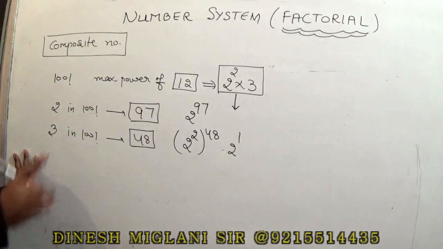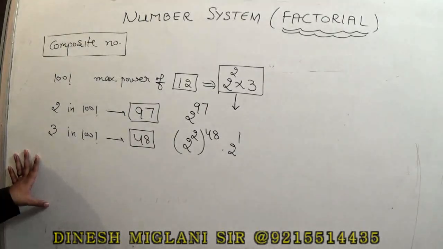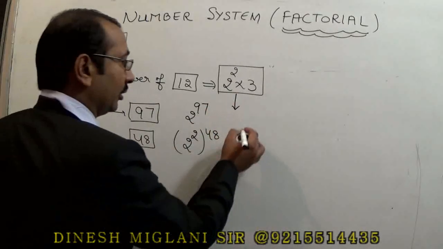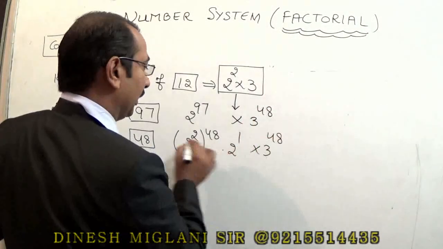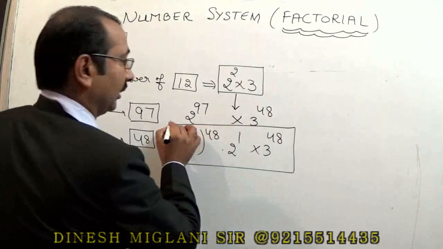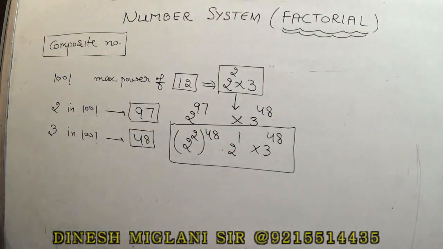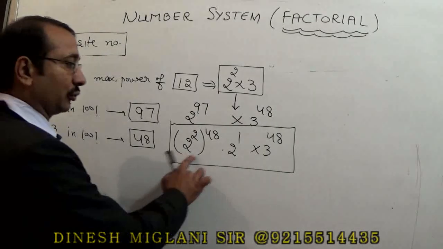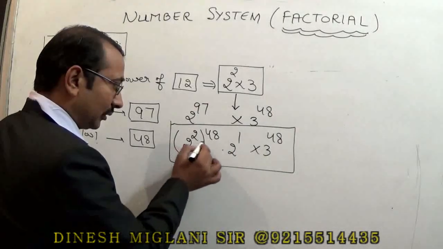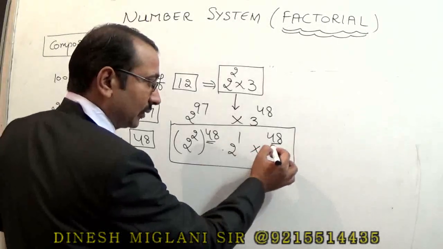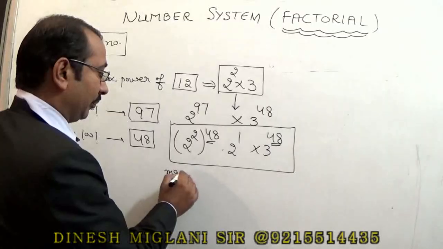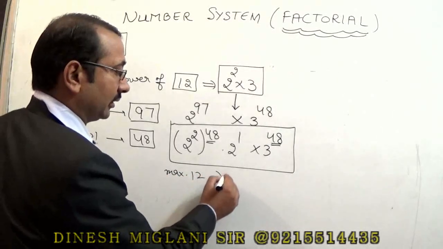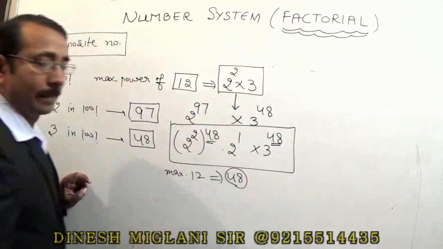For 2 square, my maximum power would be 48 and one 2 will be left. Similarly for 3, you have 3 raised to power 48, which means 48 powers of 3. Now the question is, I have to find the maximum power of 12. It means I need powers of 2 square as well as of 3. Here powers of 2 square is 48 as well as powers of 3 is 48. If this is equal, it means the maximum power of 12 that divides 100 factorial is equal to 48.